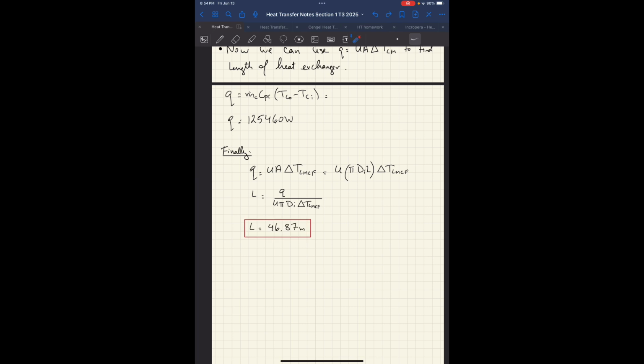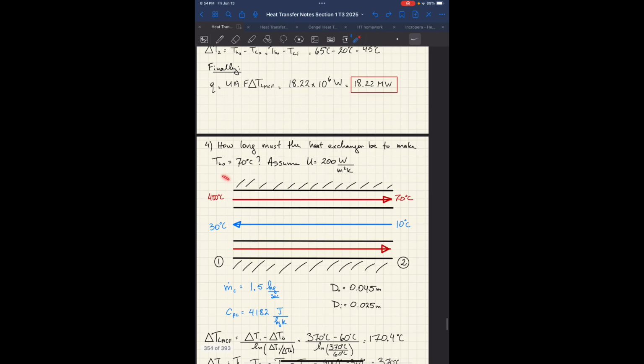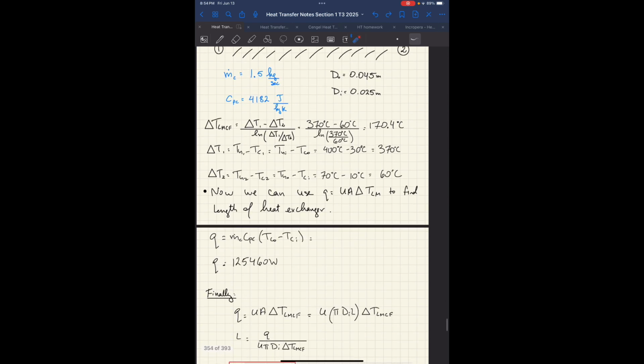Does the answer make sense? Yes, this is a massive heat exchanger, right? In order to get such a big drop in temperature from 400 to 70, especially with something really simple like this, a simple heat exchanger, it needs to be really, really big. Okay, so the answer makes sense.